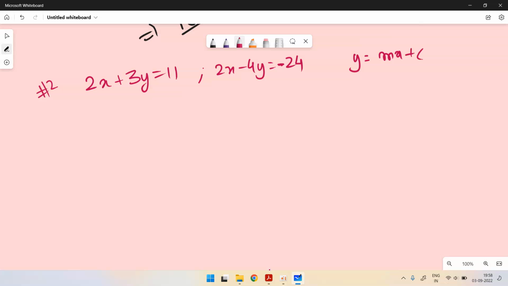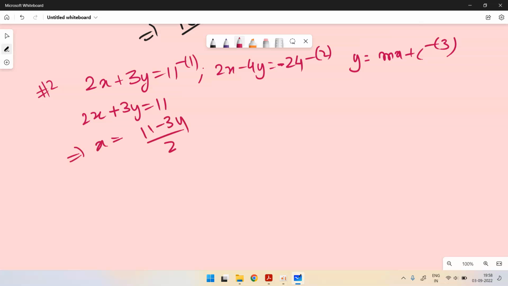First you need to solve both of the equations. So from here you can write 2x plus 3y equal to 11; this is equation number 1. I'm taking 2x minus 4y equal to minus 24 as equation number 2, and y equal to mx plus 3 as equation number 3. From equation 1, the value of x is nothing but 11 minus 3y by 2. Let this be equation number 4.